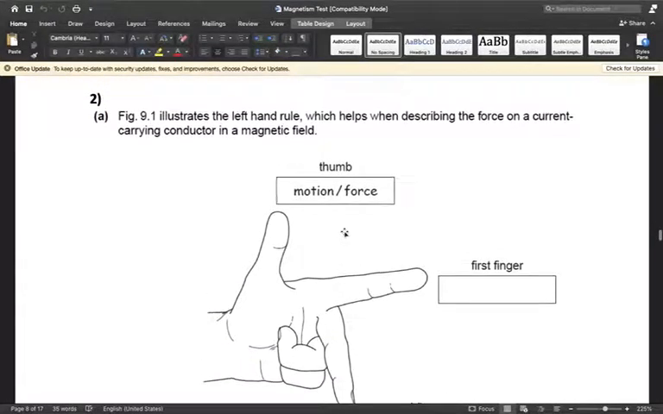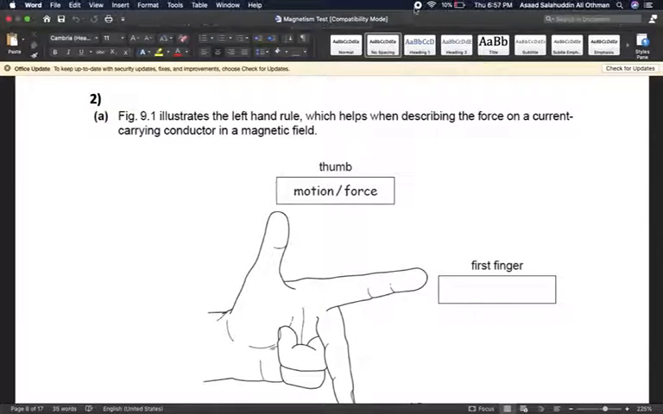Question 2. This is only one question. So let's have a 10 minute break. Then we will continue with question number 2.